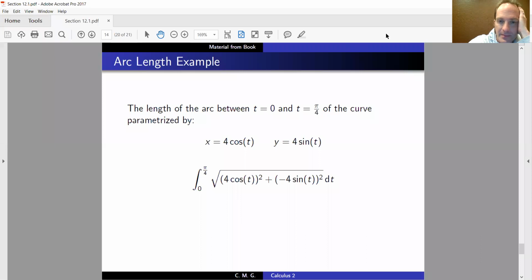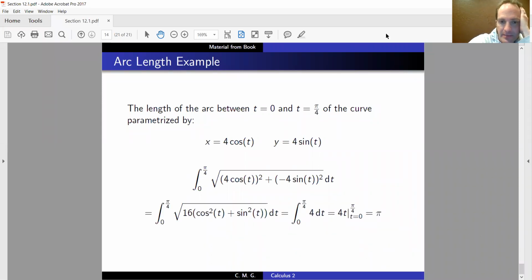Sine squared plus cosine squared is 1. So I end up with 16 times cosine squared plus sine squared, and cosine squared plus sine squared is 1. So I just get the square root of 16, which is just 4. The integral of 4 is 4t, evaluated between 0 and pi over 4. At 0, it's 0. At pi over 4, it's pi. So from time 0 to time pi over 4, I've traveled a length of pi around that curve. So the length of this curve is just pi.